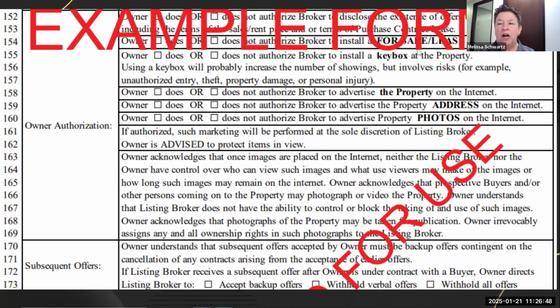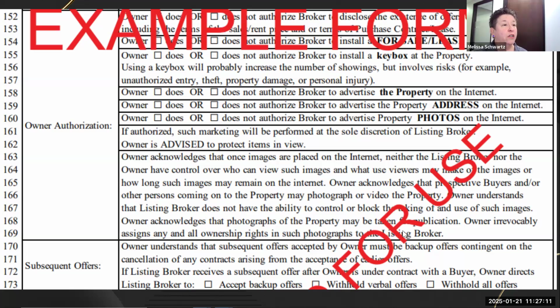Authorized to put a sign up, put a key box there, advertise the property, the address, and photos. So all those are there. Subsequent offers, backup offers, withhold verbal offers, withhold all offers. I highly recommend, if you think you're going to get multiple offers, please check the box withhold verbal offers.